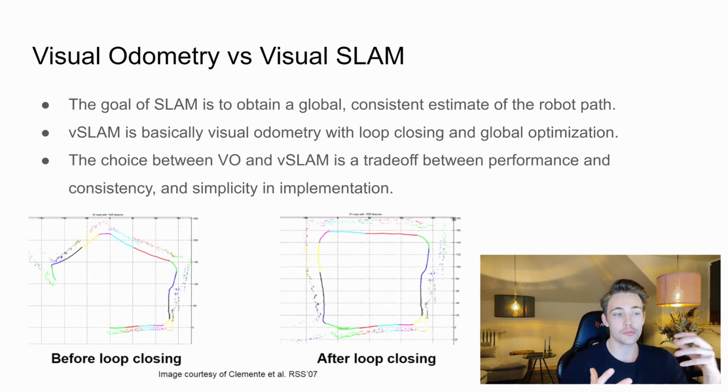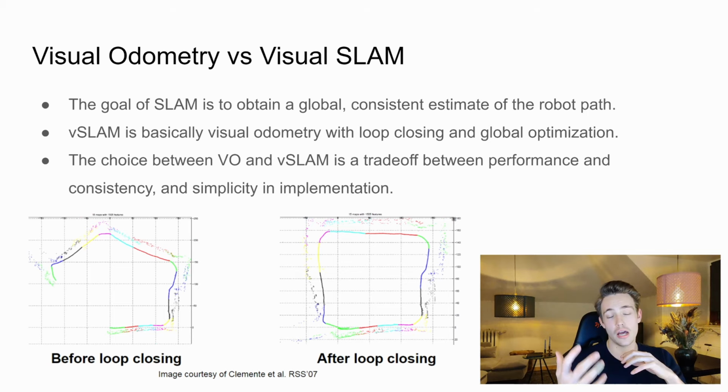So the choice between visual odometry and visual SLAM is basically just a trade-off between performance and consistency, and also simplicity in implementation, because visual odometry is really simple to implement, as we're going to see later on in this video, where we're going to implement everything in code. I'm going to provide the Python script. So you just go into my GitHub, copy the repository, and then play around with it yourself. You can run the Python script and do visual odometry on a sequence from the KITTI dataset. Then we can see the ground truth and the estimated path, and compare that and look at the error.